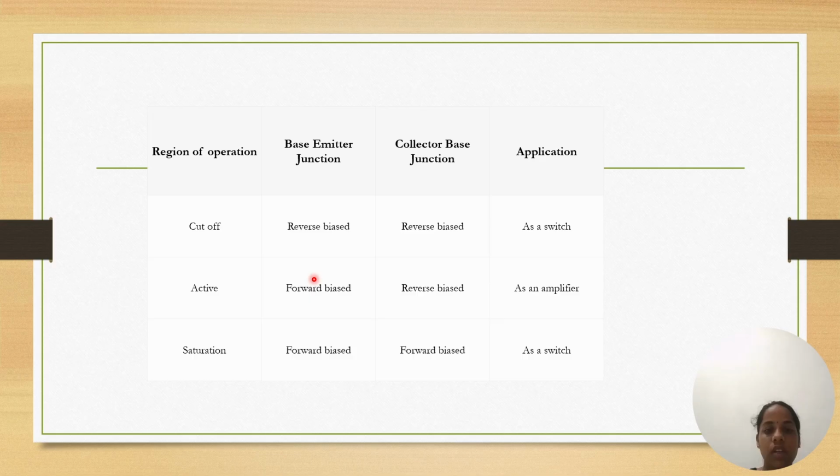Next, active region. The base emitter junction is forward biased and the collector base junction is reverse biased. This region is useful for an amplifier. Next, saturation region. The base emitter junction is forward biased and the collector base junction is reverse biased. This region is useful as it acts as a switch. The cutoff region and saturation region both act as a switch.